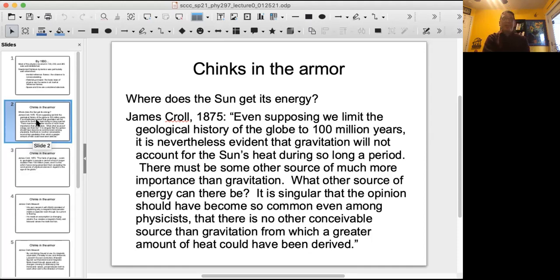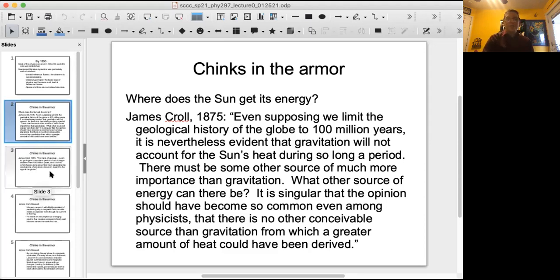So he's saying, even supposing we limit the geological history of the globe to 100 million years, and I'll explain where he gets that number from, it is nevertheless evident that gravitation will not account for the sun's heat during so long a period. There must be some other source of much more importance than gravitation. So what other source of energy can there be? And then he says it's singular that the opinion should have become so common even among physicists that there is no other conceivable source than gravitation from which a greater amount of heat could have been derived.